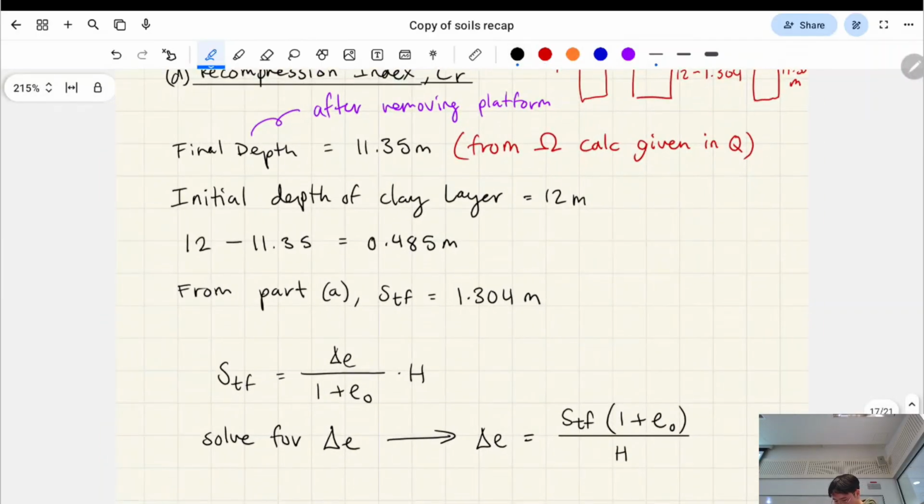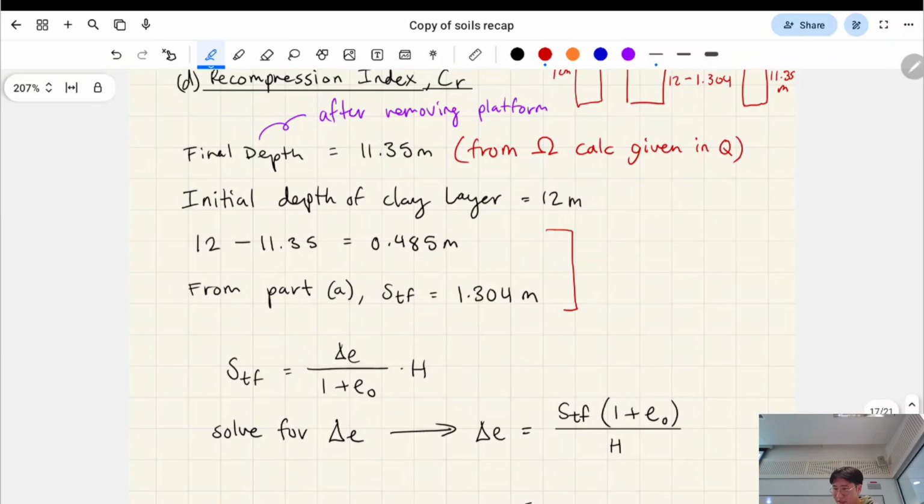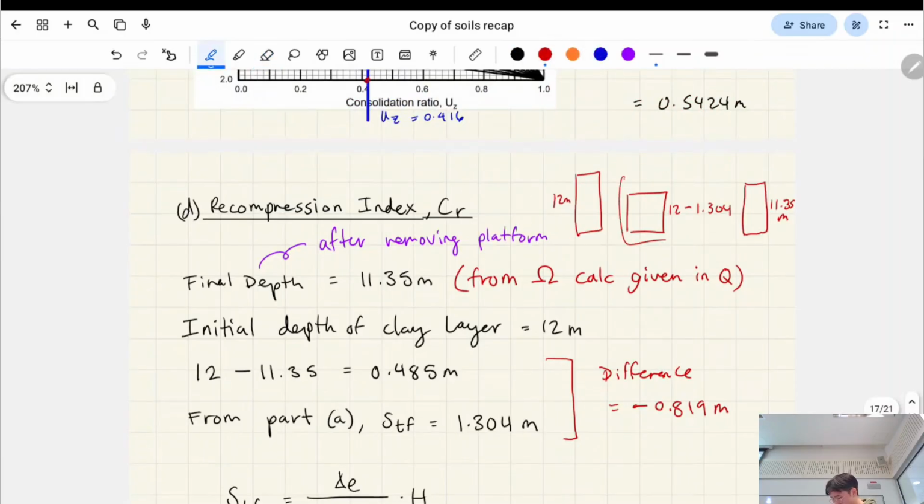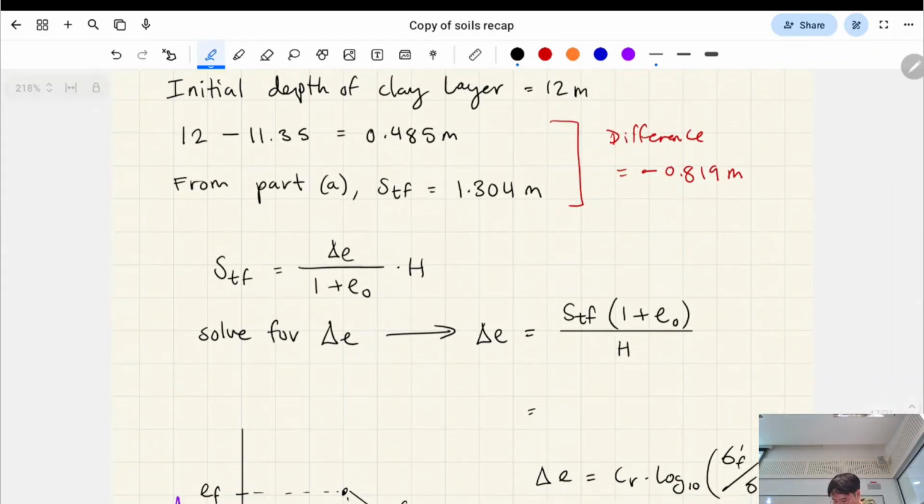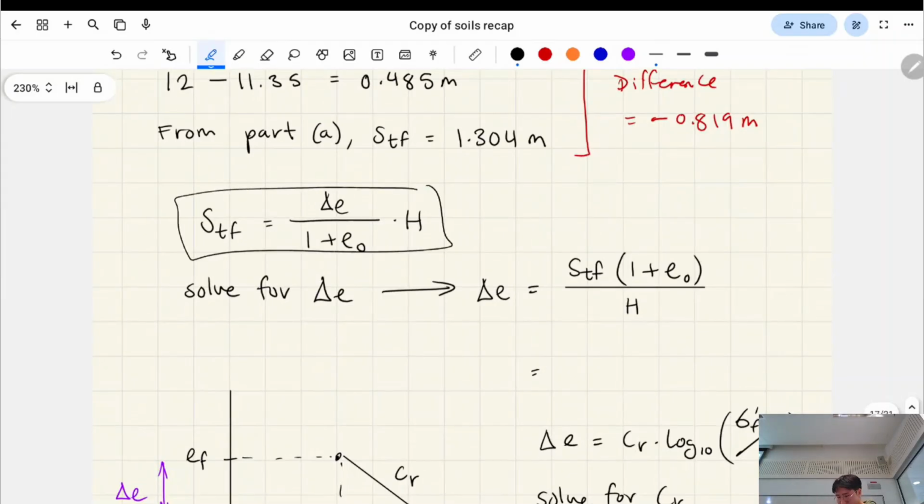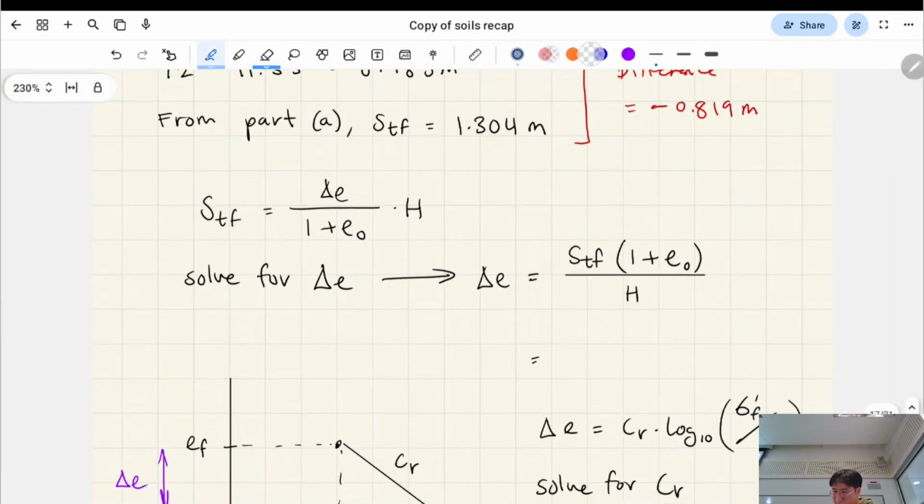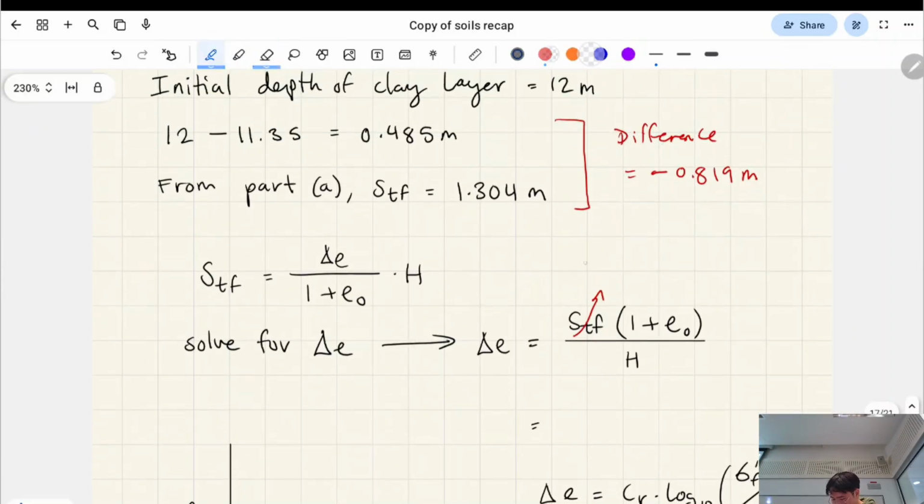Basically, we're going to find that there was a difference from what we expected of 0.819 meters. That's the difference between these two drawings that I did, right? So we rearranged the settlement formula for the change in void ratio. That gives us this. We plug everything in. Now STF is our difference, because we're trying to calculate the rebound index.